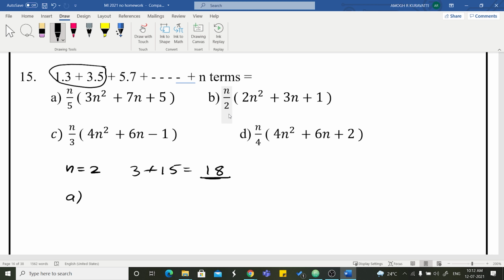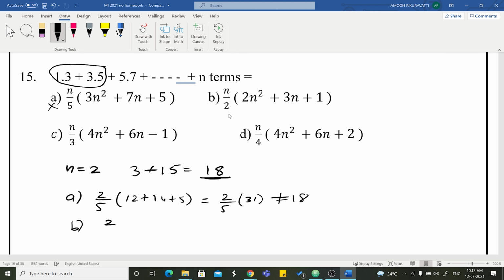Option A: put n is 2. 2 by 5, n is 2, 2 square 4, 3 fours are 12, plus 14, plus 5. That is 2 by 5. How much? 26 plus 5, 31. That is not equal to 18. Option A is wrong. Take option B.